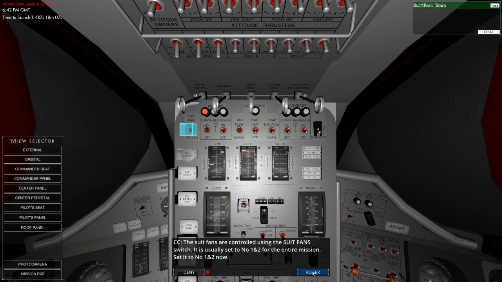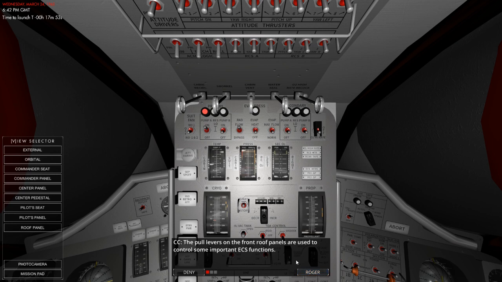So the suit fans are controlled using the suit fan switch. It's usually set to number 1 and 2 for the entire mission. So let's set it to number 1 and 2 now. There we go. So the pull levers in front of us on the roof panels are used to control some of the important ECS functions.